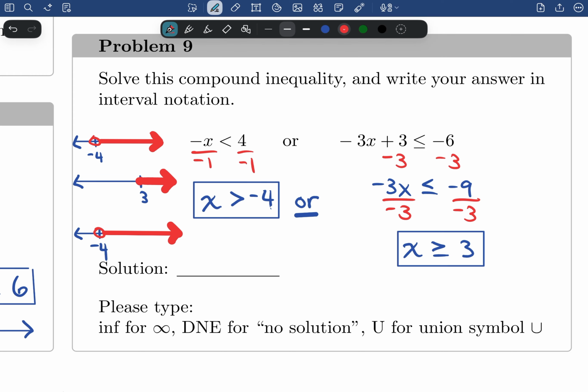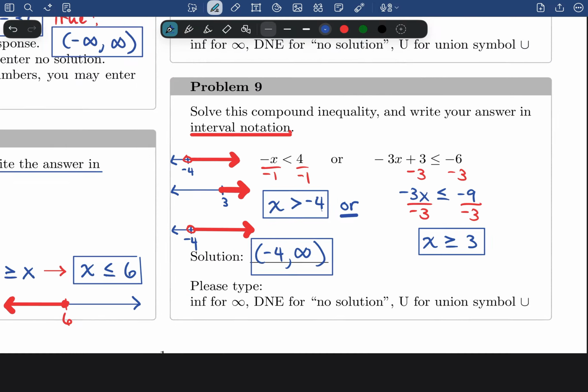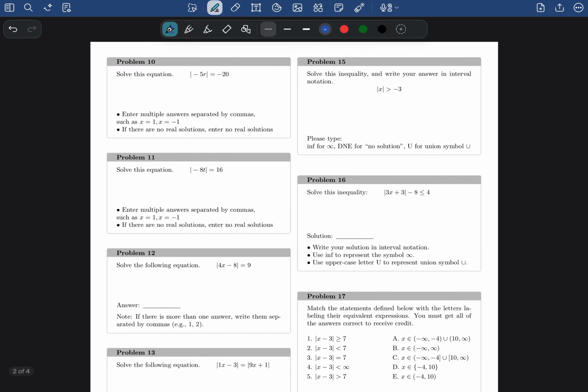I'm going to write my solution in interval notation like I have been. Okay, so interval notation would start at negative 4 and go to infinity. Here's the solution in interval notation. Great. Let's proceed forward to problem number 10.